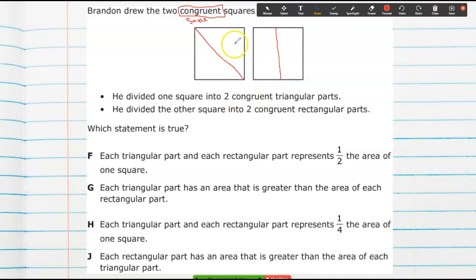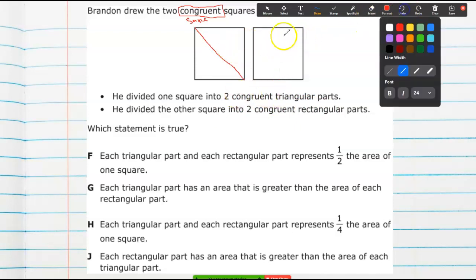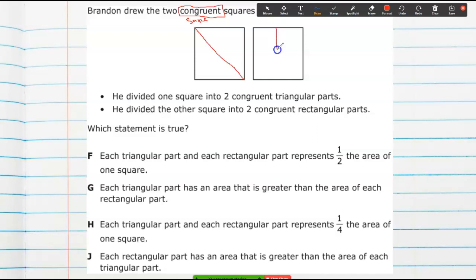Now, he did not do this, so we have to do it. And when you do that, make sure you do it as neatly as possible. That way you can see. And we're looking for which statement is true. Each triangular part and each rectangular part represent 1/2 the area of one square. So this is one piece, this is two pieces, right? This is one piece, and this is two pieces. So I have two pieces in each square.